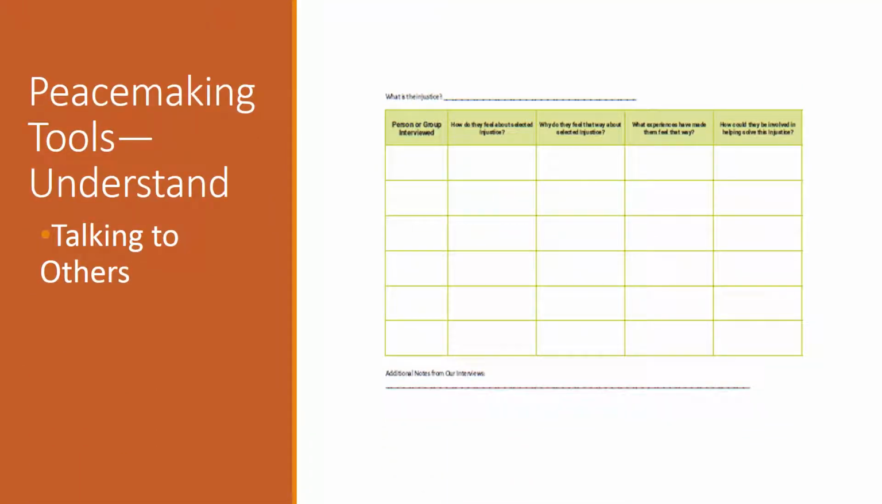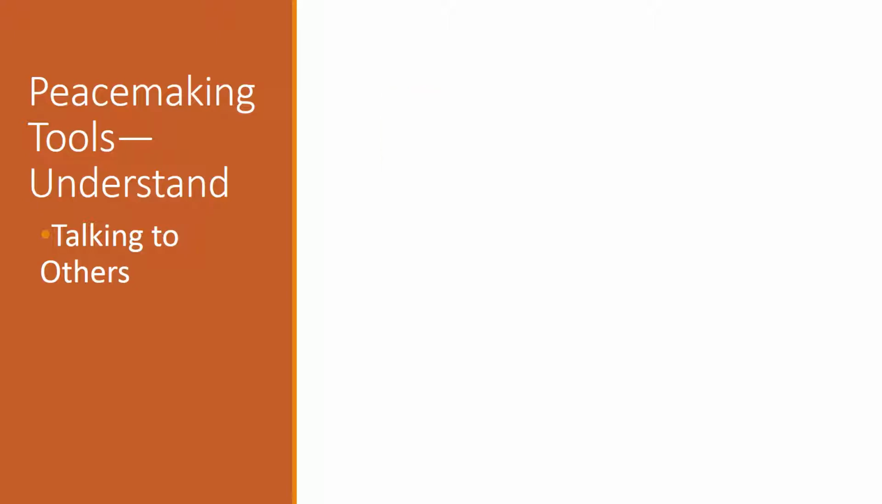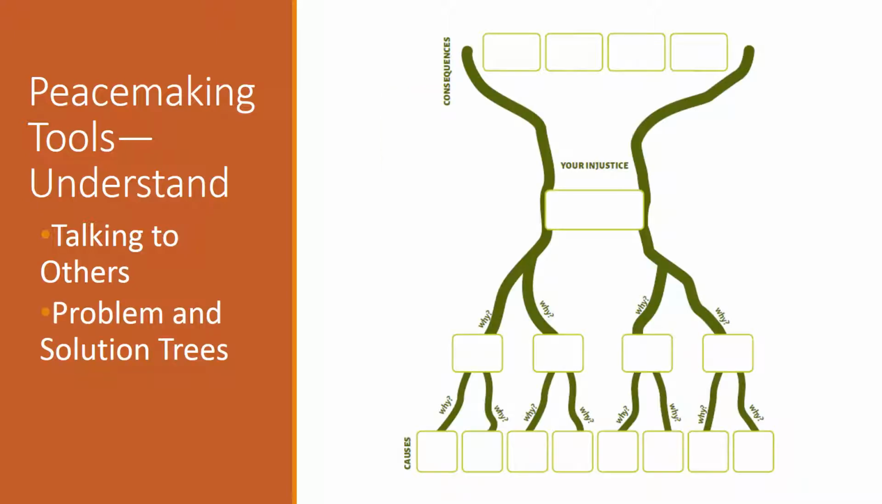There are 4 peacemaking tools for the Understand step. Talking to Others. As an individual or with their team, youth will gather information via research and conversation about how others view the injustice at the heart of their project. Problem and Solution Trees. With this tool, as an individual or with their team, youth will explore the causes and consequences of the injustice they've chosen for their project.